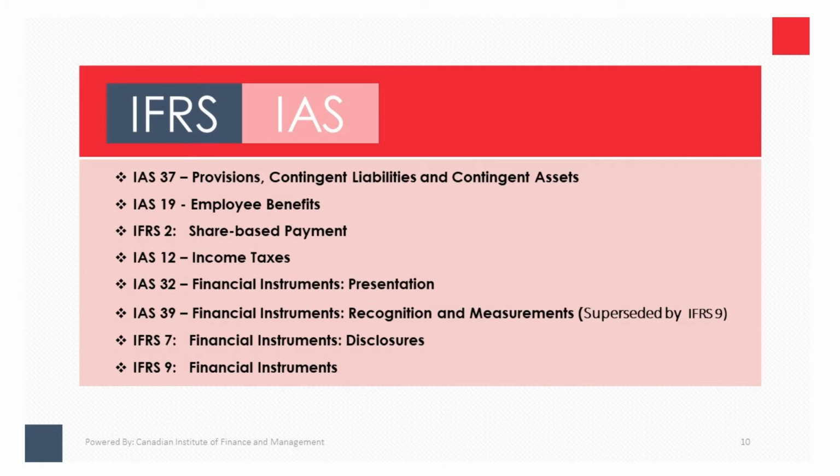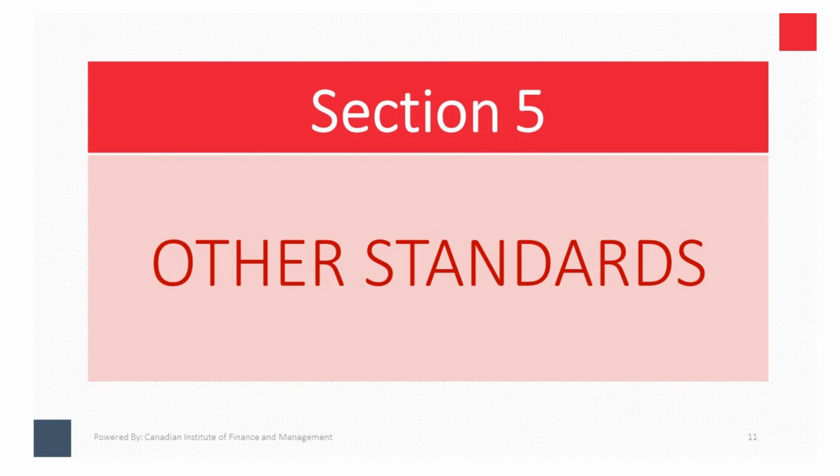IAS 12, Income Taxes, IAS 32, Financial Instruments, Presentation, IAS 39, Financial Instruments, Recognition and Measurement, which have been superseded by IFRS 9. IFRS 7, Financial Instruments, Disclosures. IFRS 9, Financial Instruments. Section 5, Other Standards.